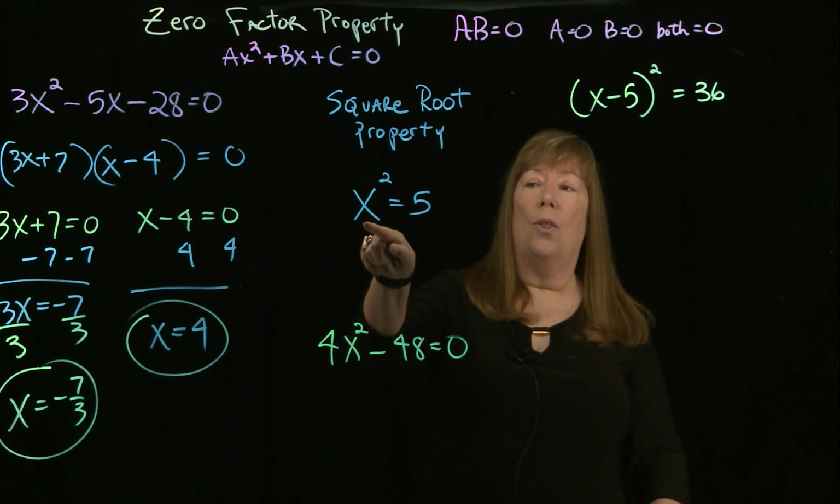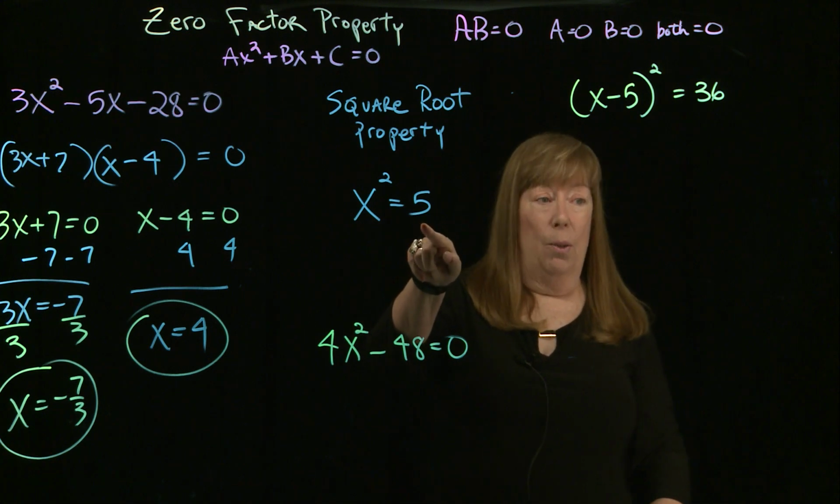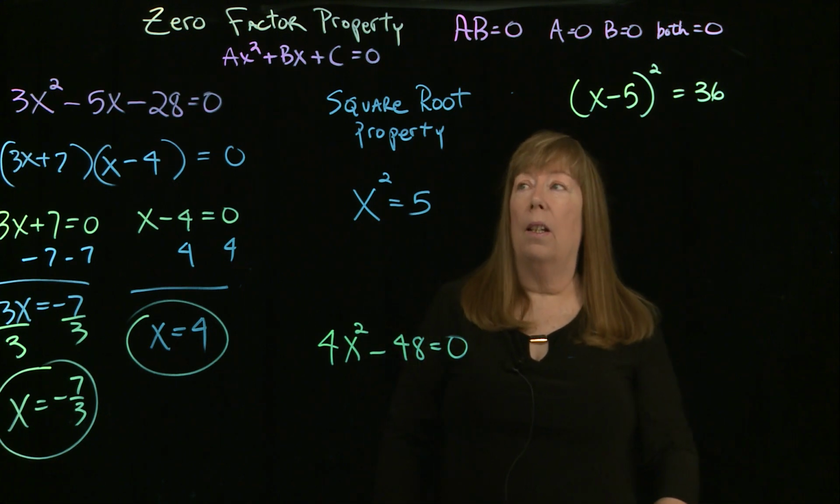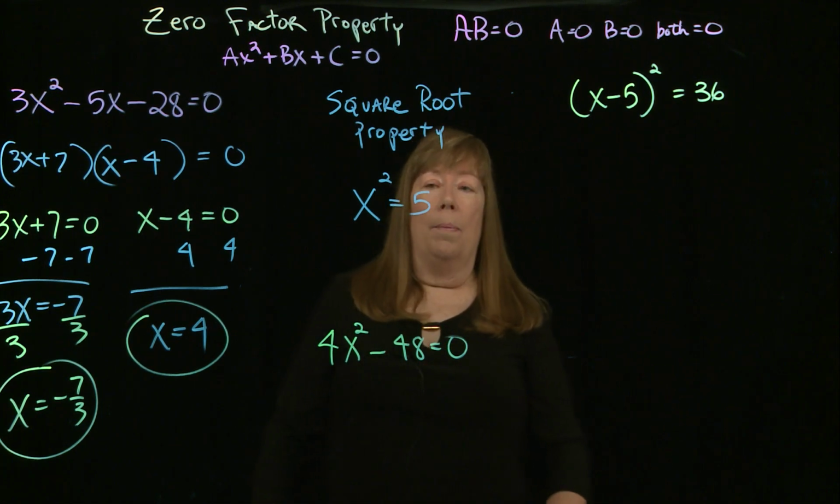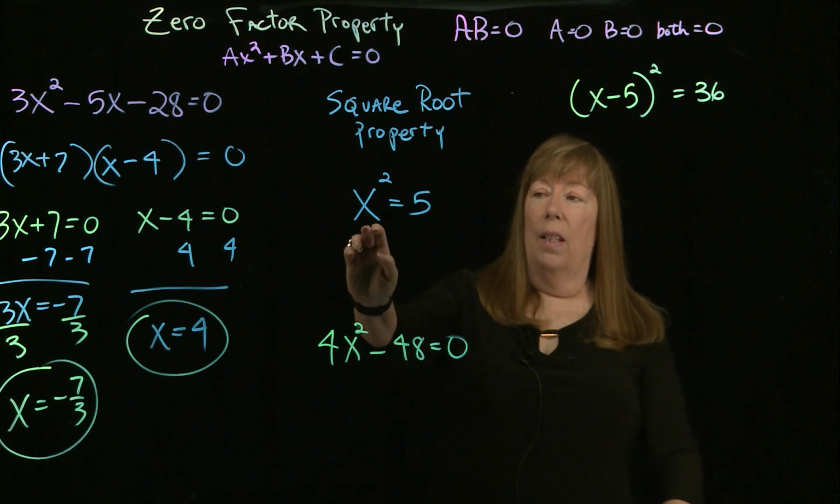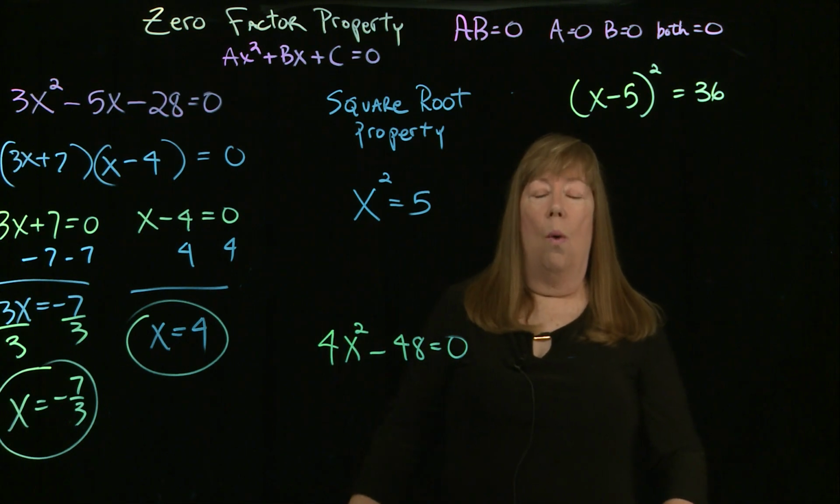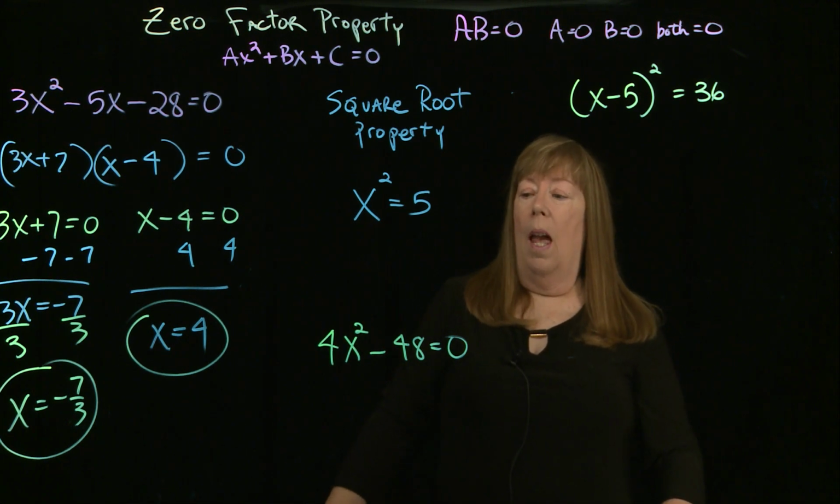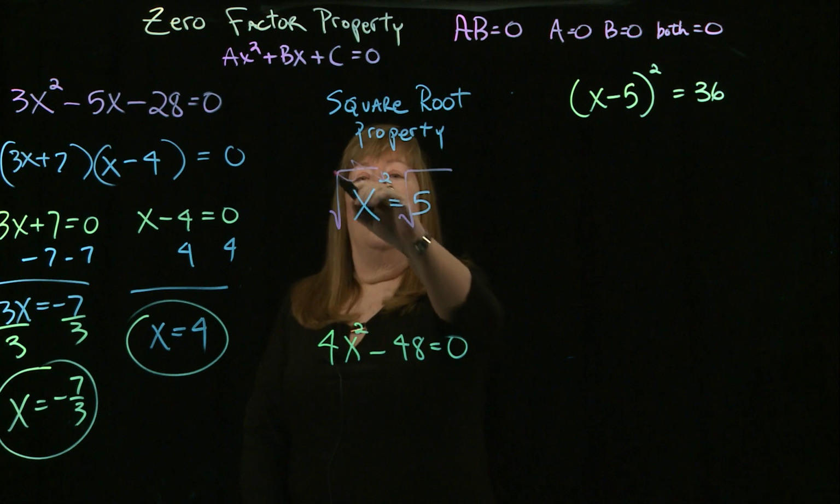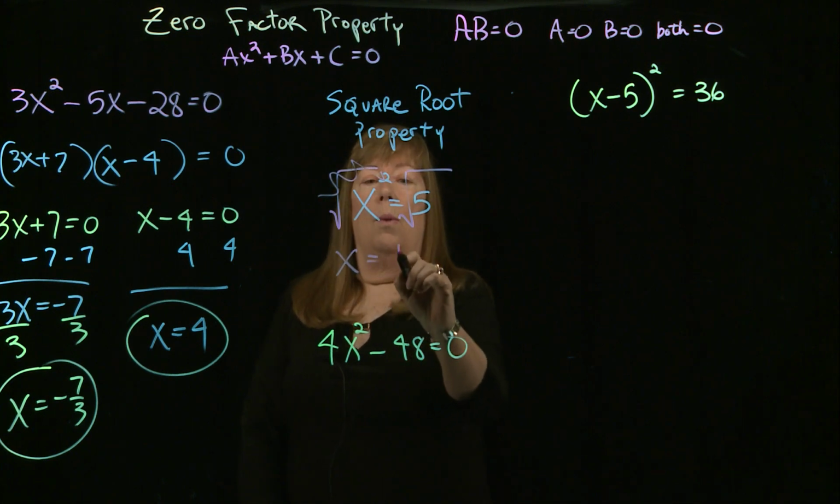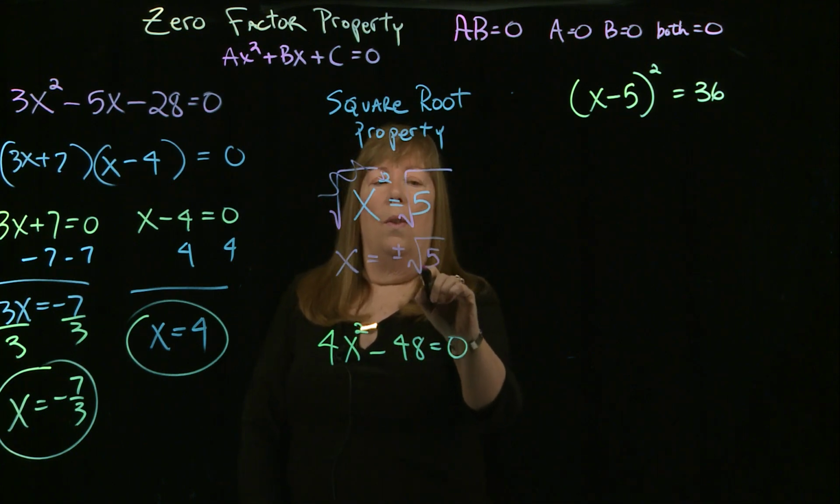Notice how I have an x squared and I have something without an x. There's no single x. In other words, b is 0. When that is the case, it's very easy to use the square root property. What you need to have is the x squared by itself on one side of the equal sign. And we have that, right? So let's just take the square root of both sides. x equals plus or minus the square root of 5.